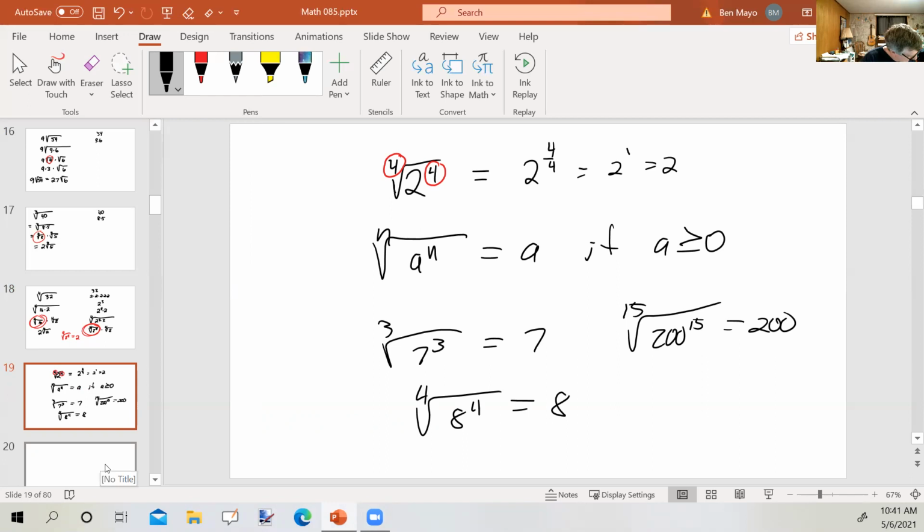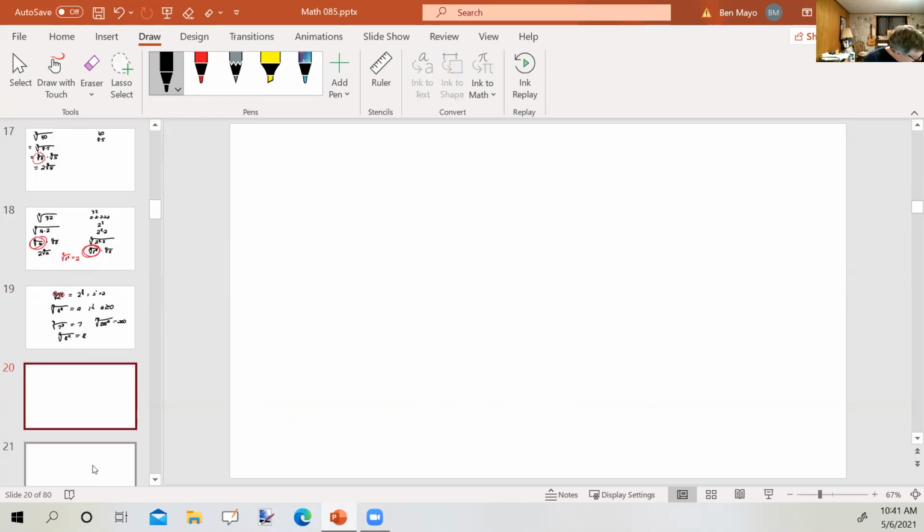All right, back to some more examples. This says, simplify each radical expression. All variables represent positive real numbers. So that means we don't have to concern ourselves with absolute value bars because they're telling us that all the variables are positive.